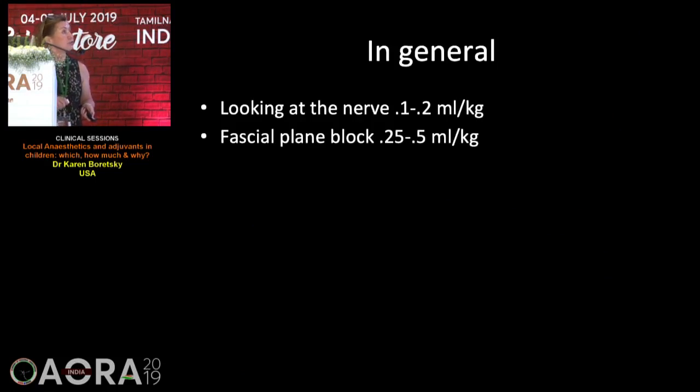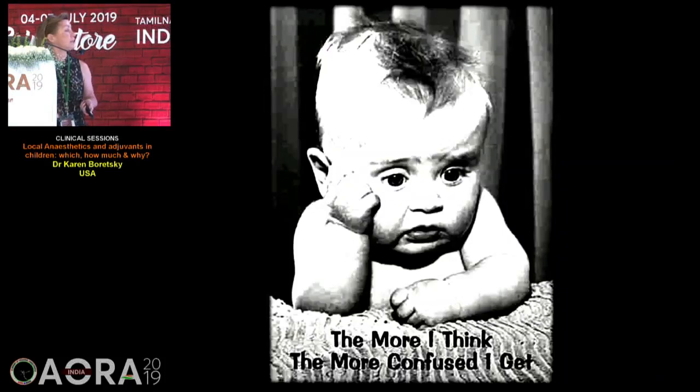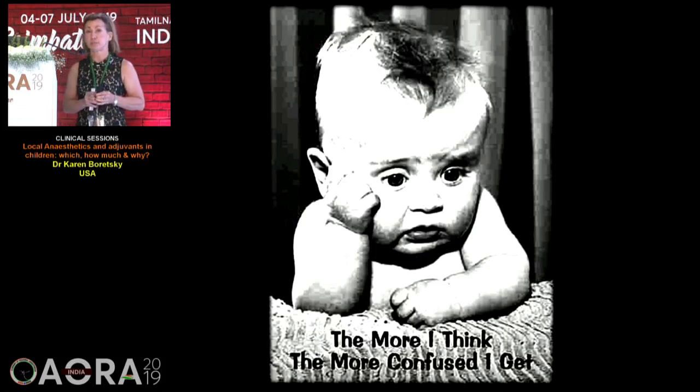In general, if you're looking at the nerve, your dose is 0.1 to 0.2 mLs per kilogram. If you're in a fascial plane, you want to give 0.25 to 0.5 mLs per kilo. This chart is in the ESPA guidelines, and if you ask me, I can send you a copy of my talk as well. And so I hope that in this brief amount of time that I've thrown a little bit of clarity on this and given you some guidelines to use in pediatric regional.